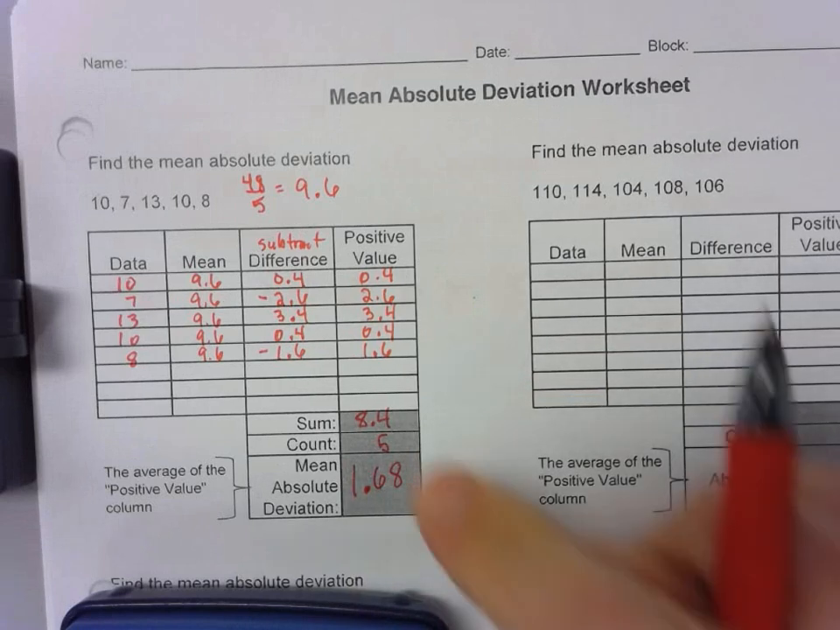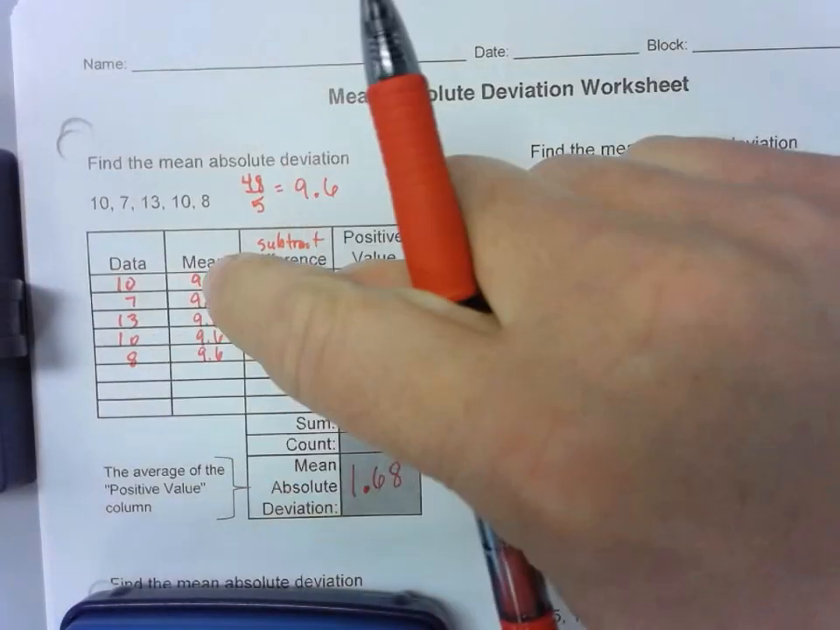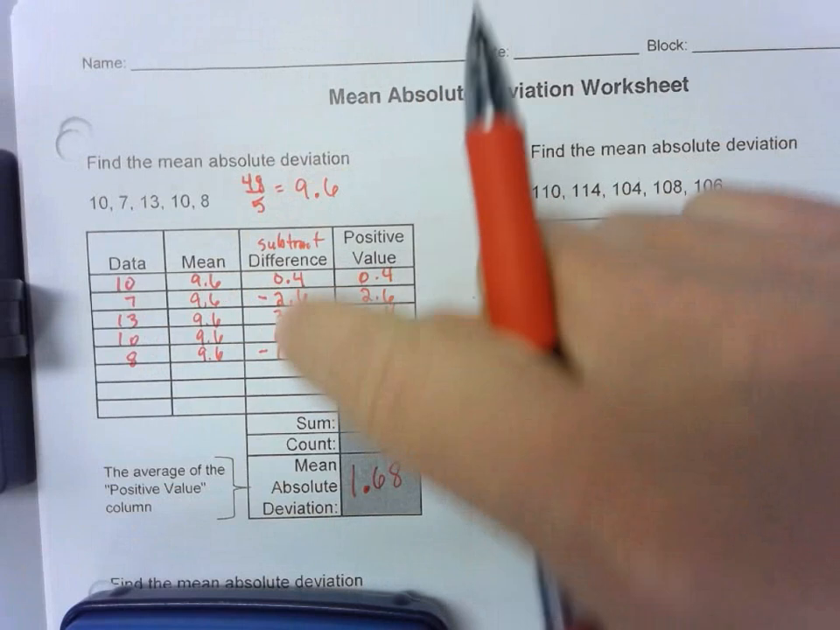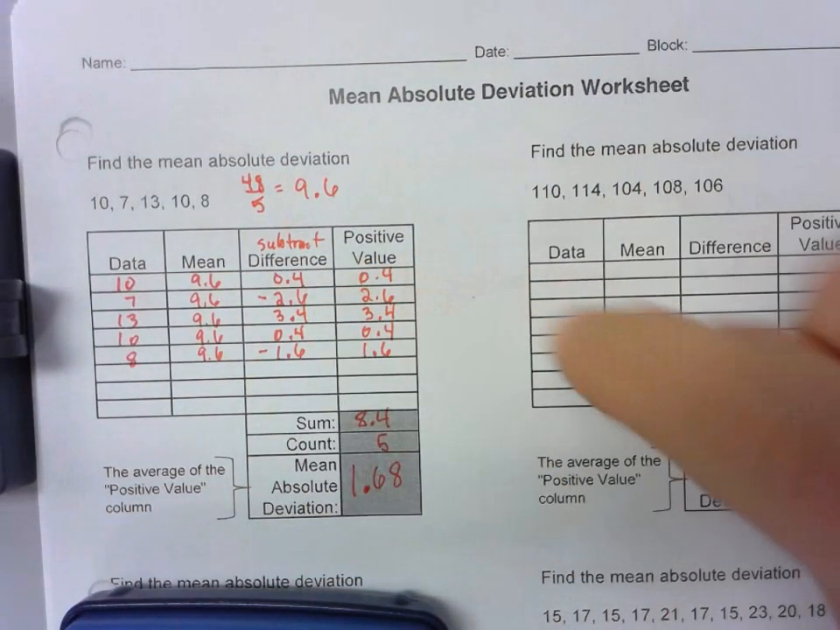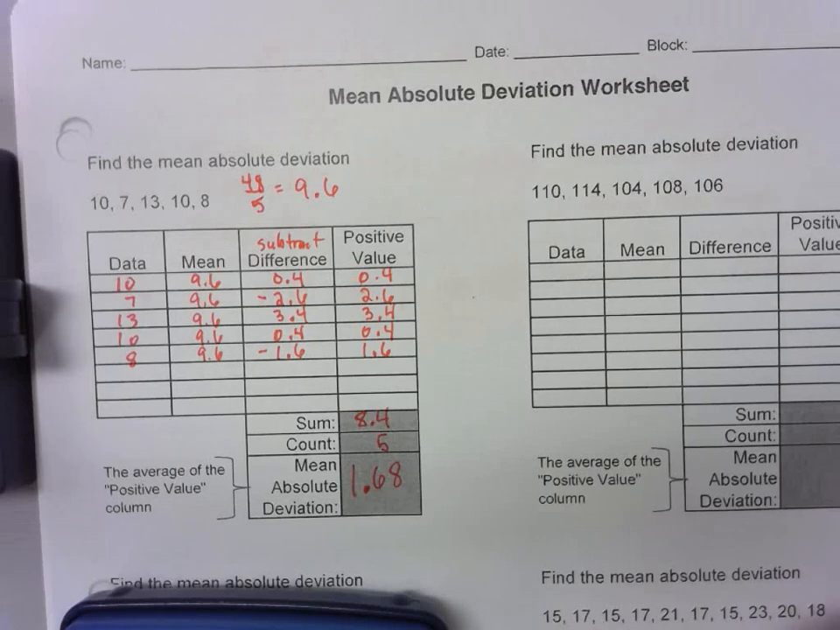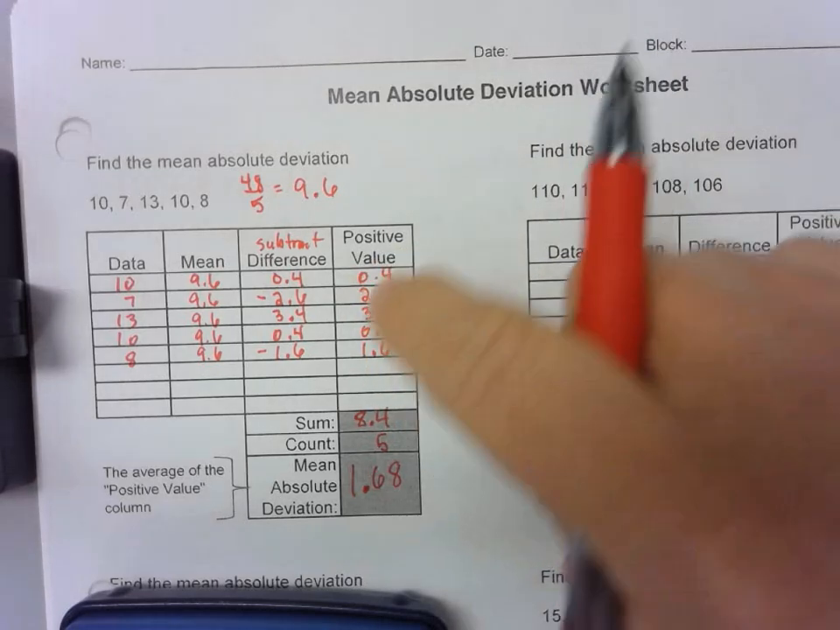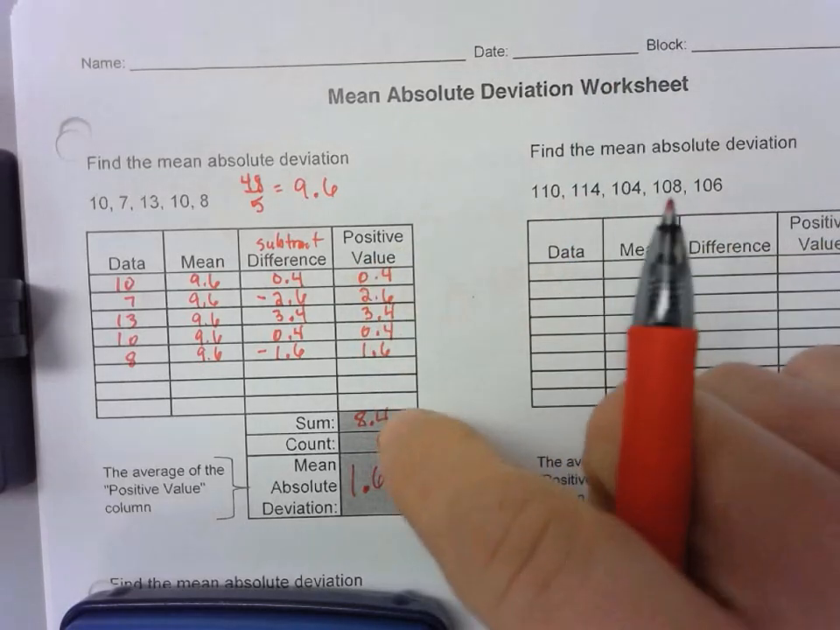So with the data, get the mean. Subtract each number from the mean. If you get a negative, come over here and put it in the positive column, because we're talking about absolute value, which is the distance from 0. Add all those little distances up, get your sum, and divide it by the count.